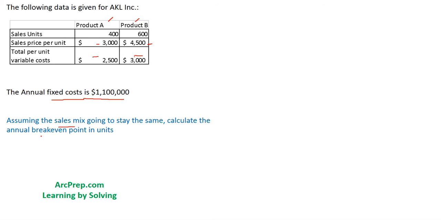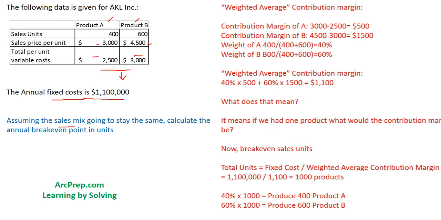Again, with multiple products, the challenge is which sales unit am I going to take and which contribution margin am I going to take. For that, we need to introduce a concept where we take the two products or multiple products, it can be 3 or 4, and we reduce that into as if it's a single product. This is called weighted average contribution margin.